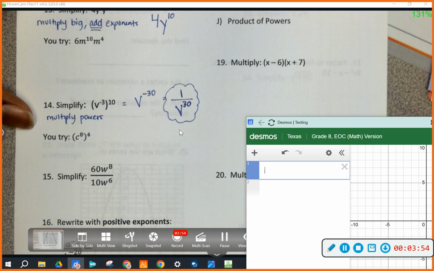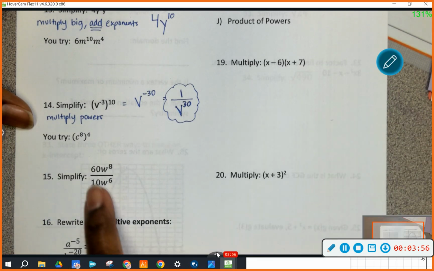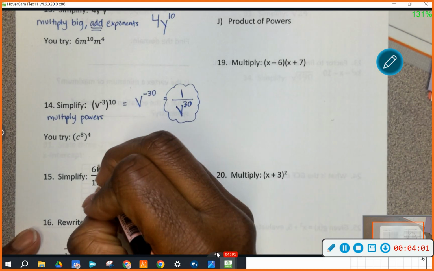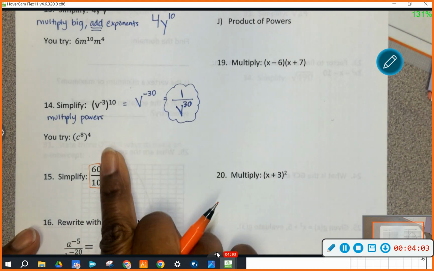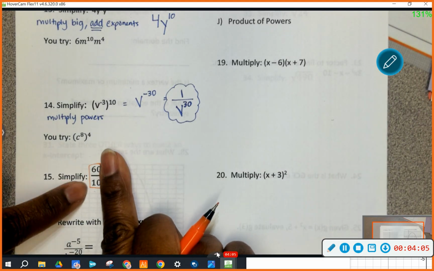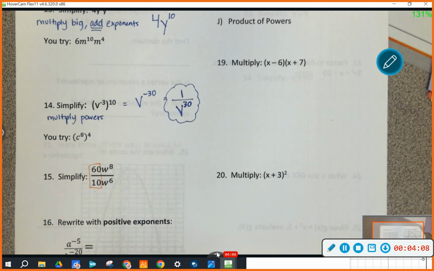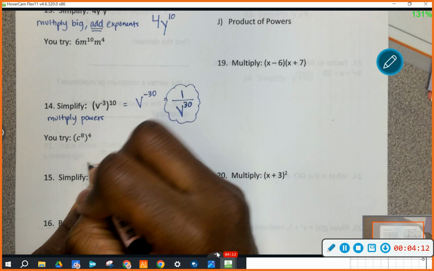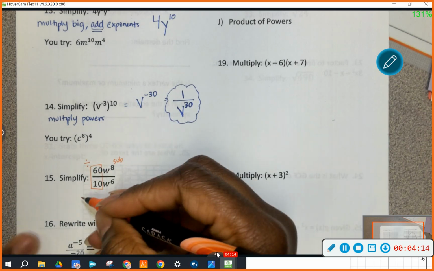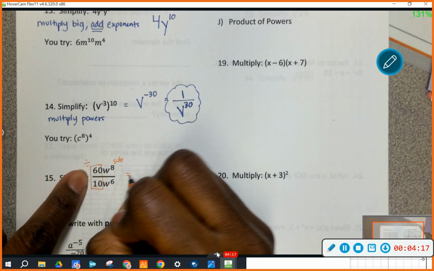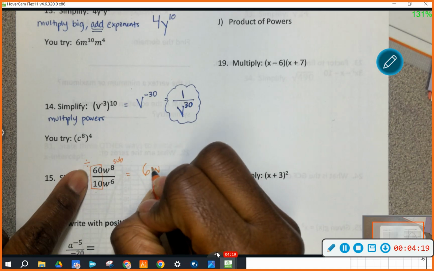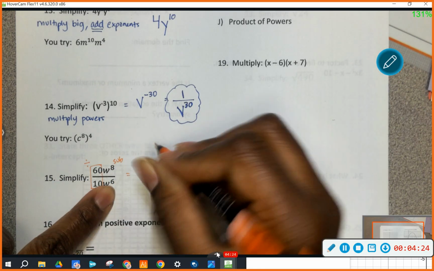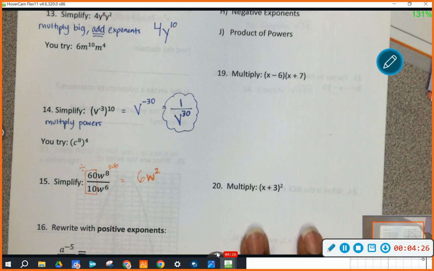All right. Now this one is the quotient of powers. Quotient means to, look at these two numbers right here. What if I just give you this? This is like an elementary school problem. 60 divided by 10. So you just divide. But you're not going to keep dividing. You're going to subtract the little numbers and divide the big numbers. Okay? So divide the big ones. You get 6. We still have W's. 8 minus 6. Always top minus the bottom. You'll get a 2.